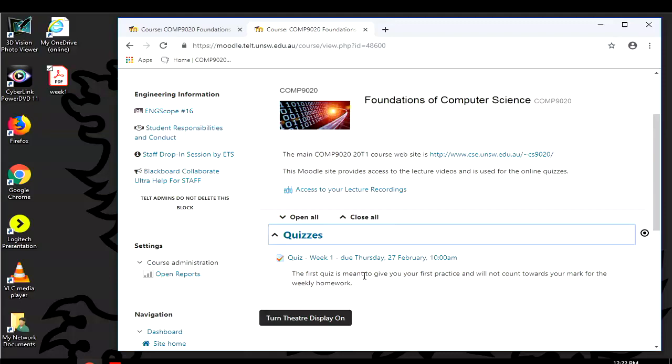Again, I'm repeating here that the first quiz does not count and is meant as practice. When you click on it now, you will see that the quiz is not yet available. The quiz will automatically open right after the Friday lecture. But of course, you need to do the homework first before you can do the quizzes.